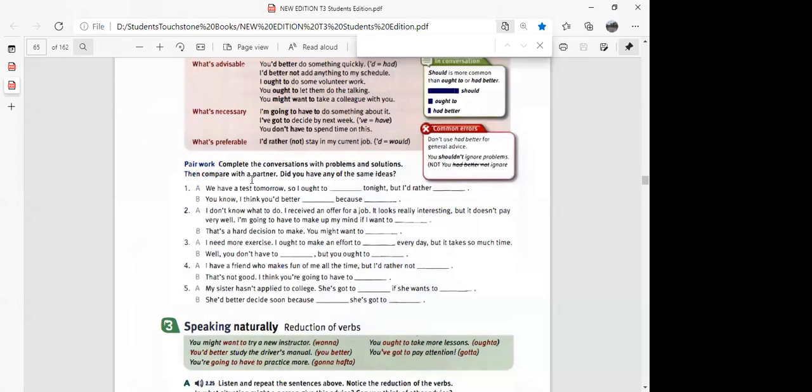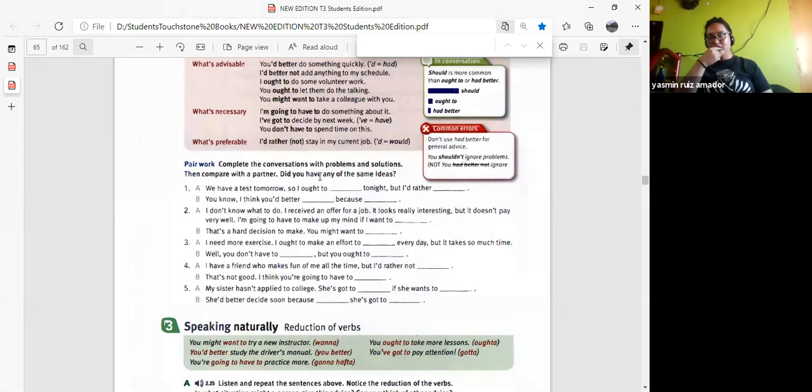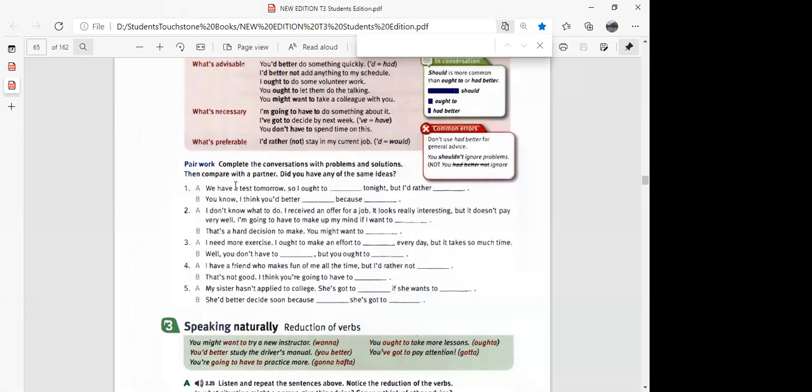Yes, you are all here. Let's see what you did. Remember, what you have to put here is according to you. Complete the conversation with problems and solutions. There's not a rule, but you have to use verbs or extra information. Like in number one, we said we have a test tomorrow, so I ought to study tonight, right?